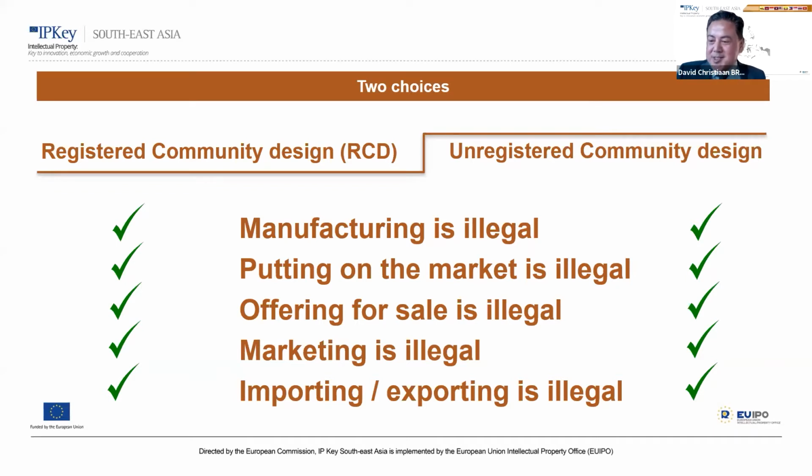Putting a product on the market incorporating the protected design is also illegal without consent of the proprietor. Offering a product for sale is illegal. Marketing a product is illegal, and also importing and exporting a product is illegal. Now you would think these concepts are the same, more or less, but this is just to cover all the possibilities of infringement so that the protection is the most for both cases. So, if these are the same, what is then the difference?